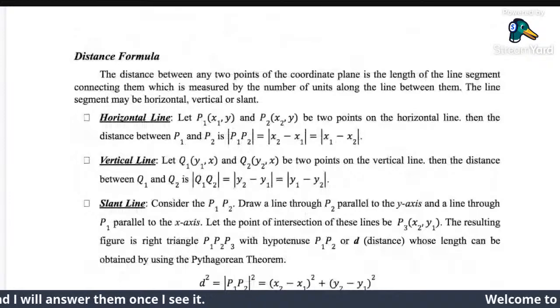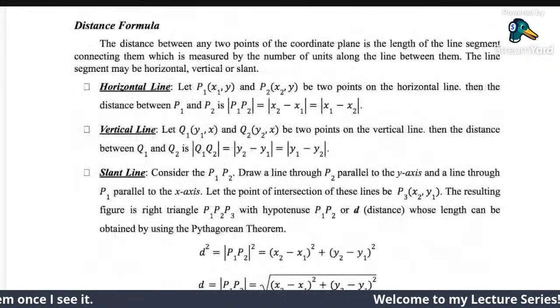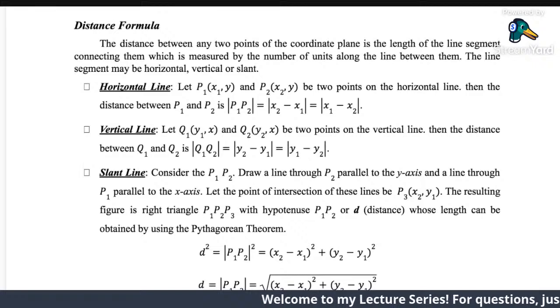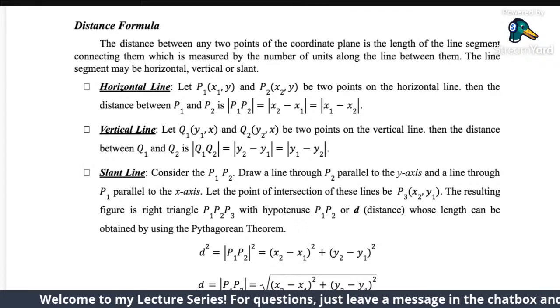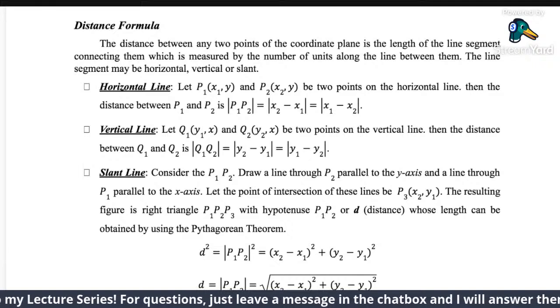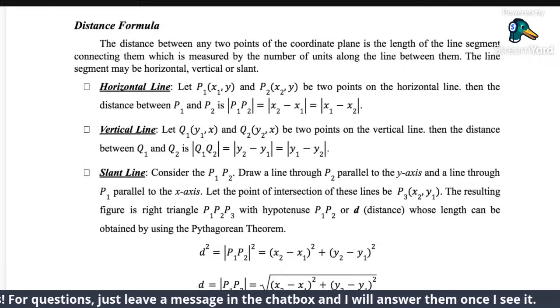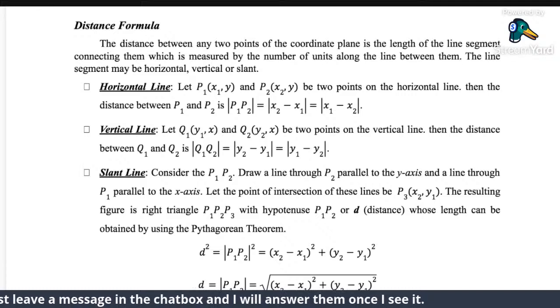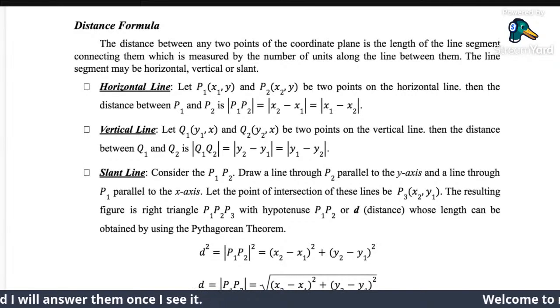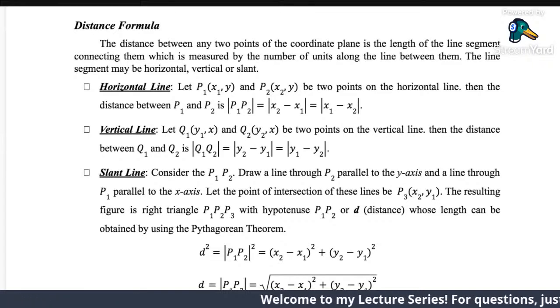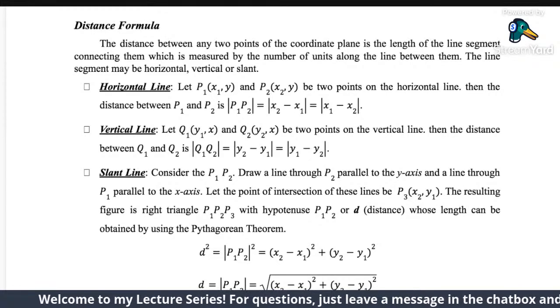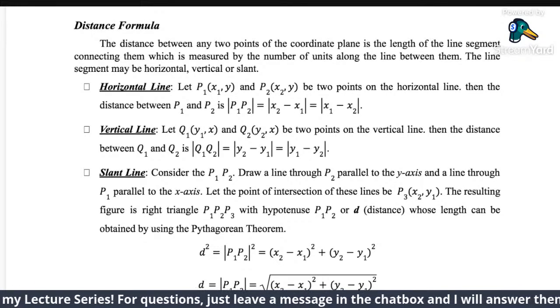Now we move on to the distance formula. The distance between any 2 points of the coordinate plane is the length of the line segment connecting them, which is measured by the number of units along the line between them. So the line segment may be horizontal, vertical, or slant. If it's horizontal or vertical, it's a lot easier to find the distance. Kasi it's horizontal or vertical, so mas madali lang siya.